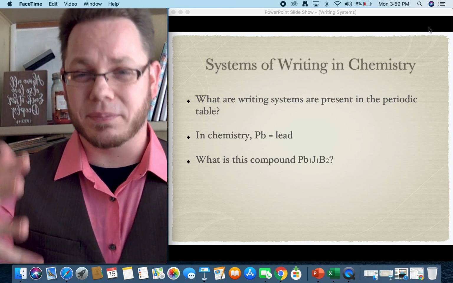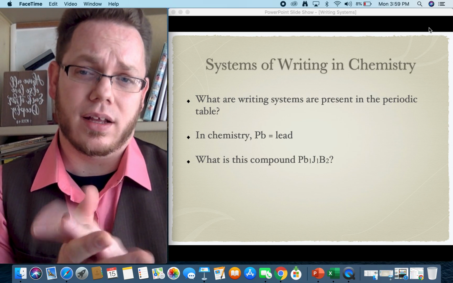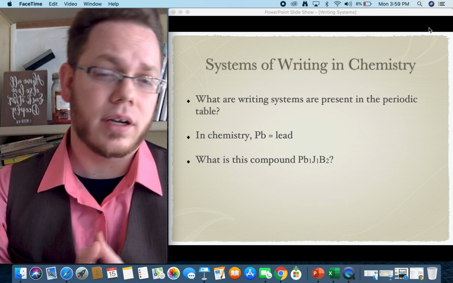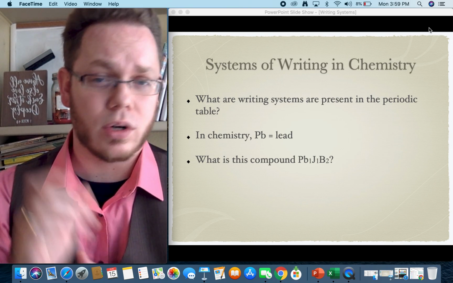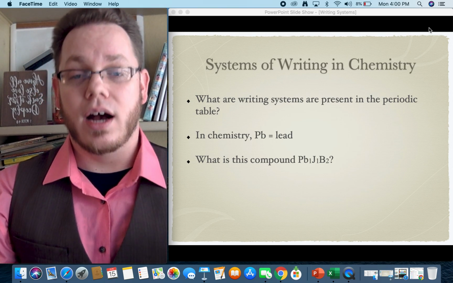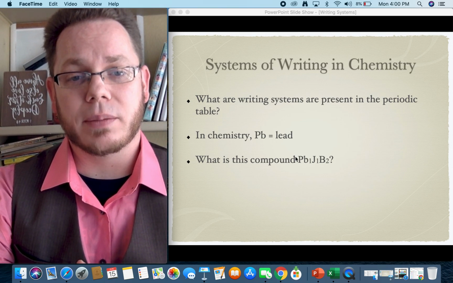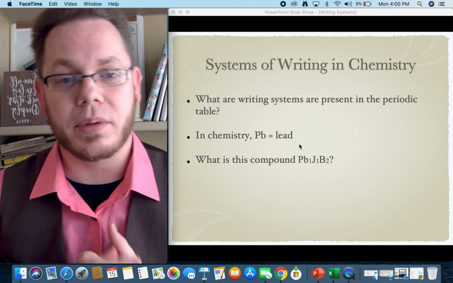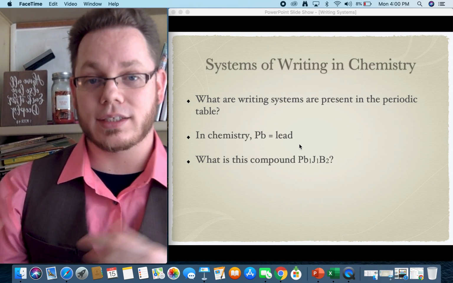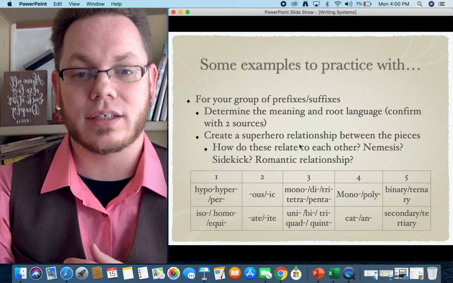But suffice to say, we could just as easily have replaced Pb on the periodic table at this point with a peanut butter and jelly sandwich emoji or a poop emoji, as long as it helped us remember that was lead. We could have also put a little pipe there. So then what is this compound in chemistry language? PbJ, that would be peanut butter and jelly sandwich, using the writing system for chemical compounds, but not actual elements from the periodic table.